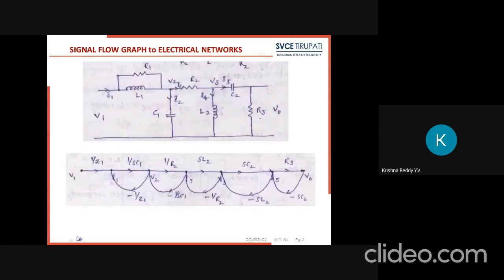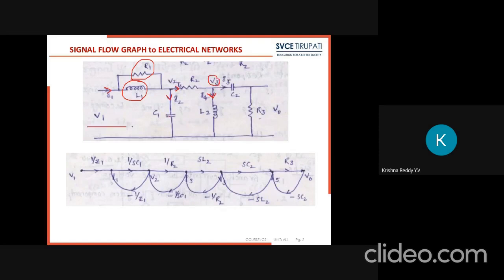Even if you take this graph, this is an electrical network. Here also we have two elements, R1 and L1. Input is V1, current is I1. Here is the voltage across the capacitor. Next, the current flowing through the resistance element. Next, the current flowing in the element I4 or the voltage across the element V3.